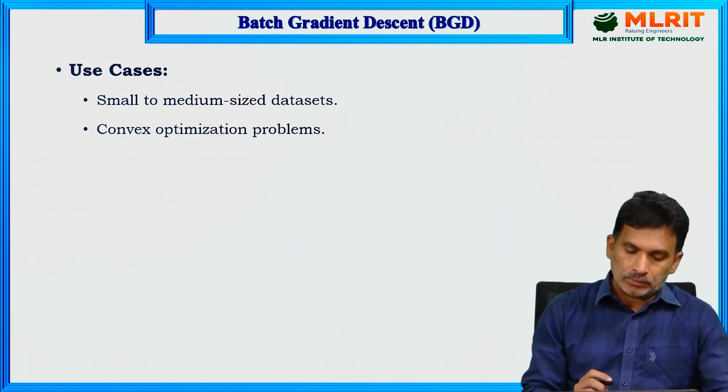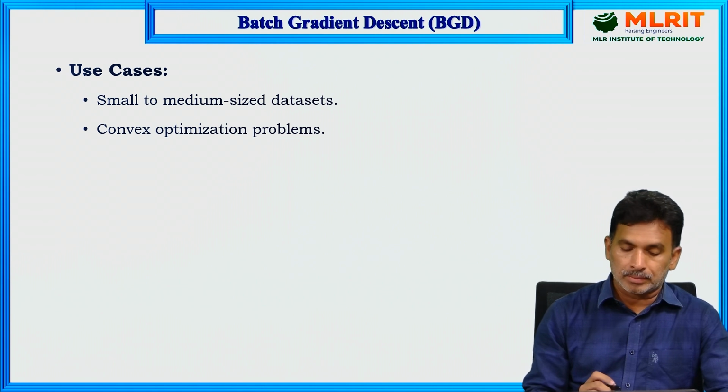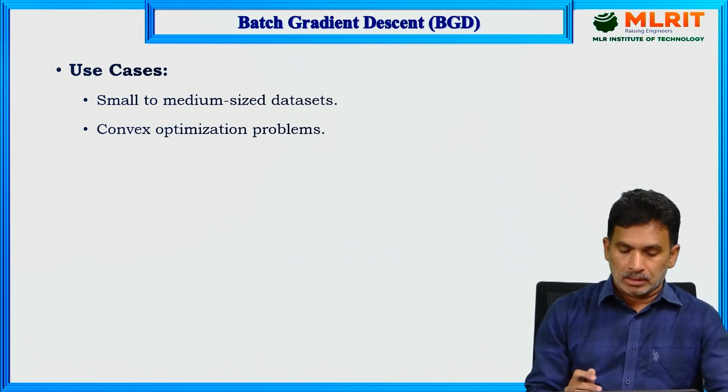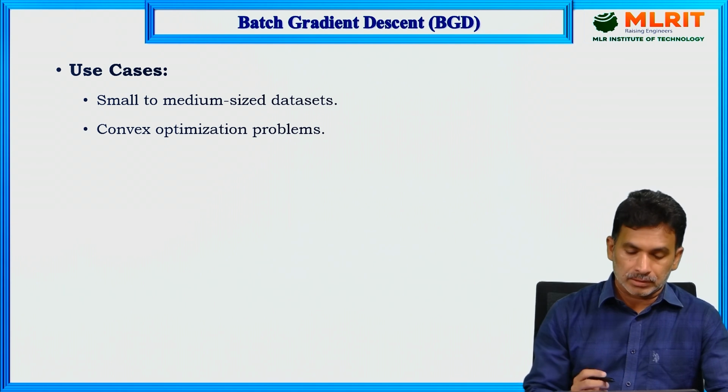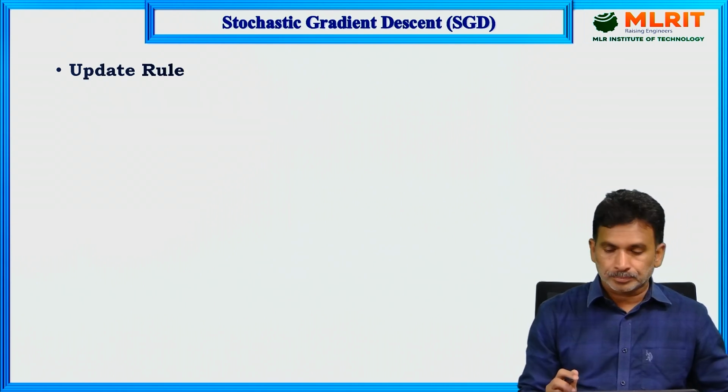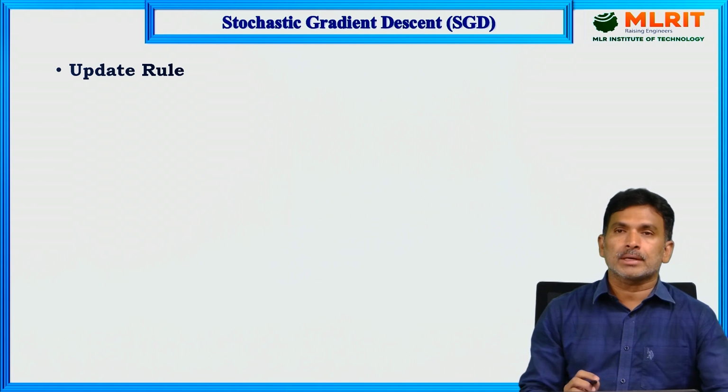If you check the use case, it is mainly used for small to medium sized data sets because of the constraints we discussed, and for convex optimization problems. Next one is the stochastic gradient descent.